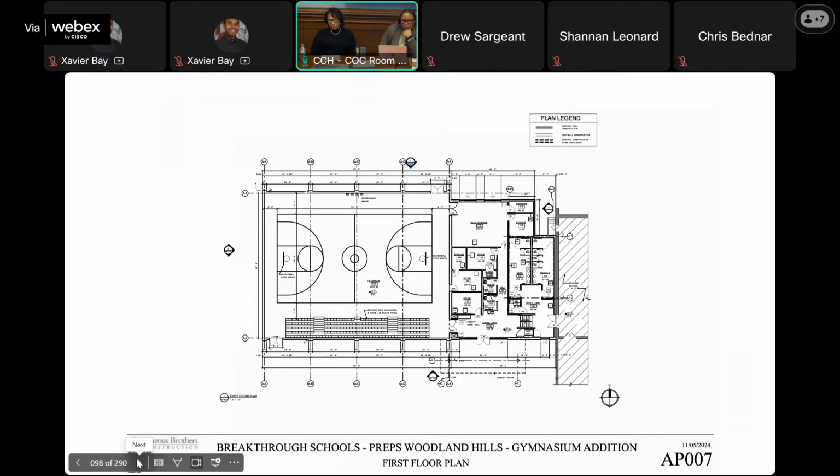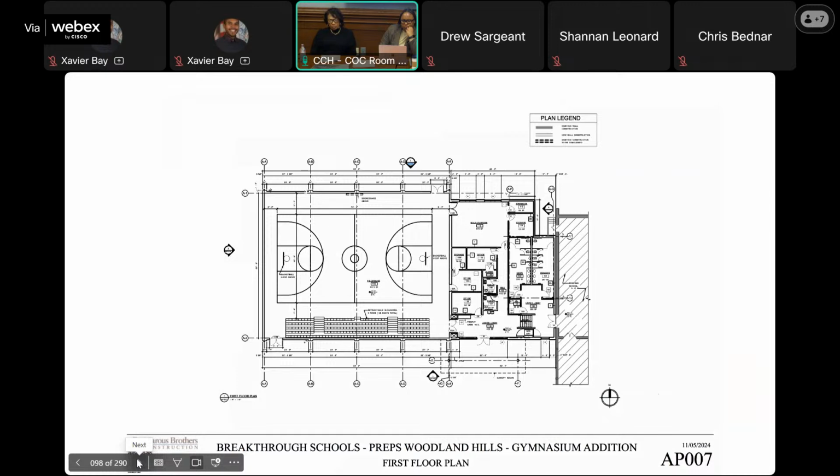Part of the idea is that this would serve as more than just a gym. Breakthrough Schools is really committed to the community and to serving the community in whatever way they can. So this could be used off hours for other public events, could be concerts for the kids, could be community meetings. They could have voting there, and it's designed so that it can be operated independently of the school.